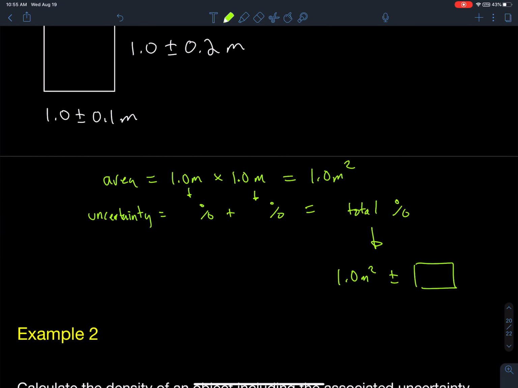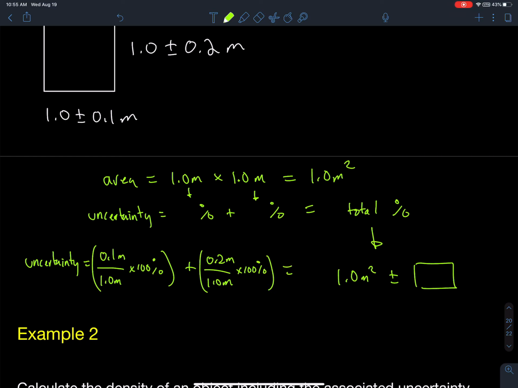Okay, so if I go back here, my uncertainty is going to be 0.1 meter divided by 1.0 meter times 100% plus 0.2 meters divided by 1.0 meter times 100%. Okay, and that's going to give me my total percent uncertainty. Let's just erase this part here. If I would have done that calculation out, I would have found out that this is 10%, this is 20%. Whoa, okay, I have a total of 30% uncertainty.